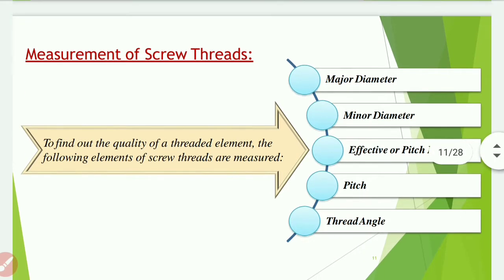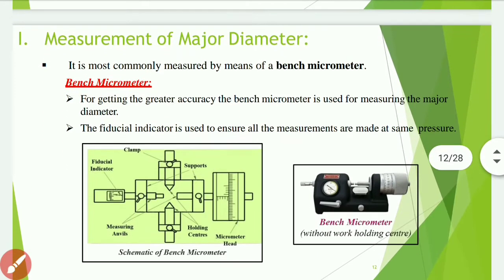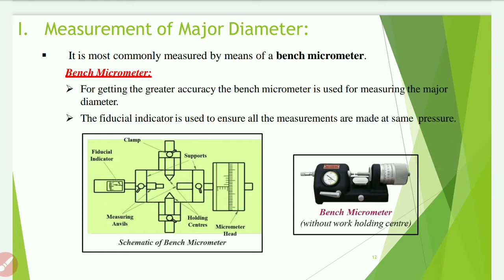Let us learn about measurements of screw threads. To find out the quality of threads, the following elements of screw threads are measured. First is major diameter, next is minor diameter, then effective or pitch diameter, and thread angle. We will start with measurement of major diameter.